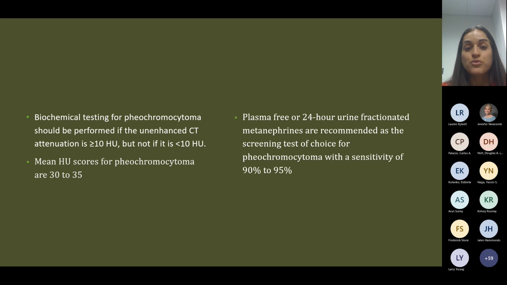About the biochemical testing for pheochromocytoma in an adrenal incidentaloma, if the CAT scan shows a Hounsfield unit of more than 10, then we are going to proceed to check for pheochromocytoma. The average Hounsfield units are going to be between 30 and 35. We have the option to check with plasma metanephrines or with urine metanephrines. Some publications say that if you have a high suspicion, you can use plasma metanephrines as a first option, and with low suspicion, urine metanephrines, but both have good sensitivity, around 90 to 95%.